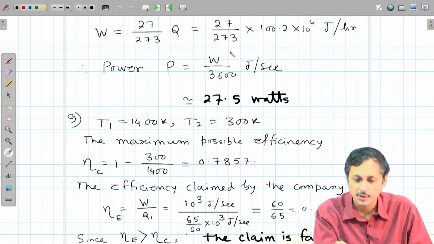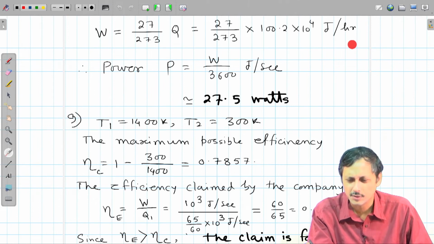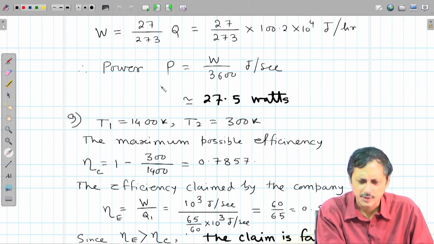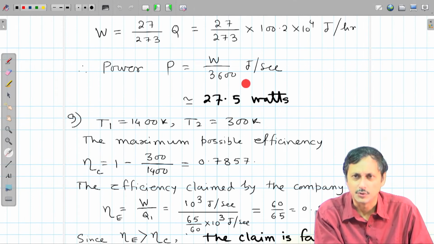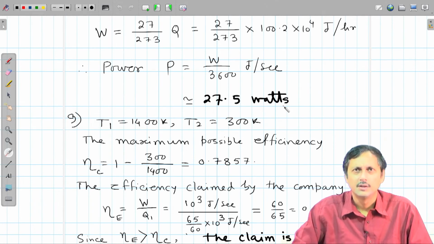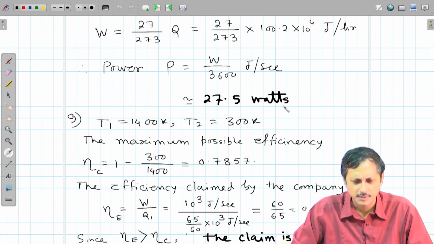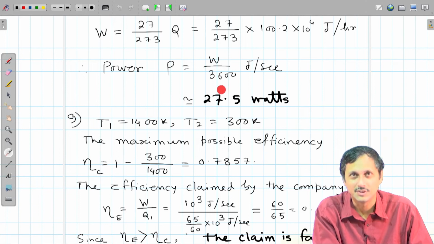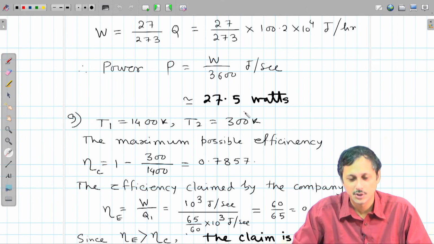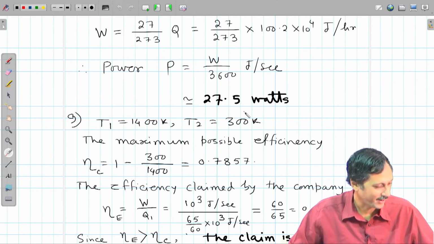Now, what do we need? We want to give it in a more convenient unit. So, what we do is we just divide it by 3600 and convert it to joules per second instead of joules per hour, and we get 27.5 watt, right. So, something is not right here. I think it should be 275 watts. Okay, I just need to check this once again, because the previous problem we got 250 watts and this is 27.5. Okay, I think I have missed a factor of 10.